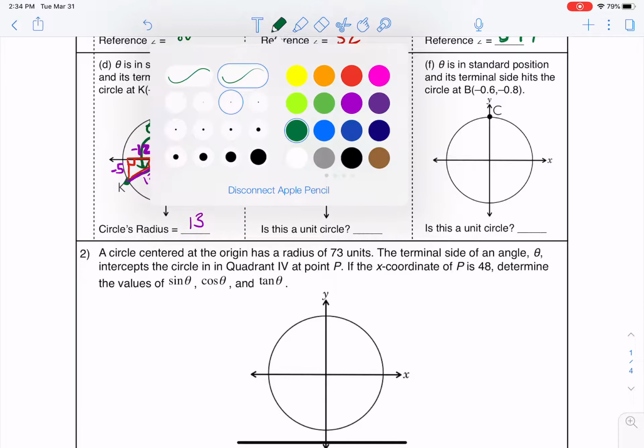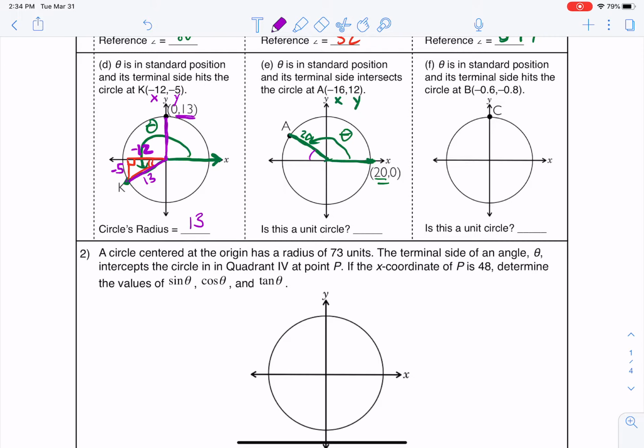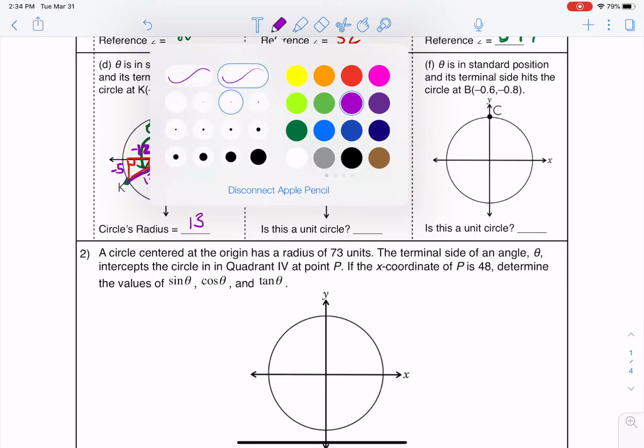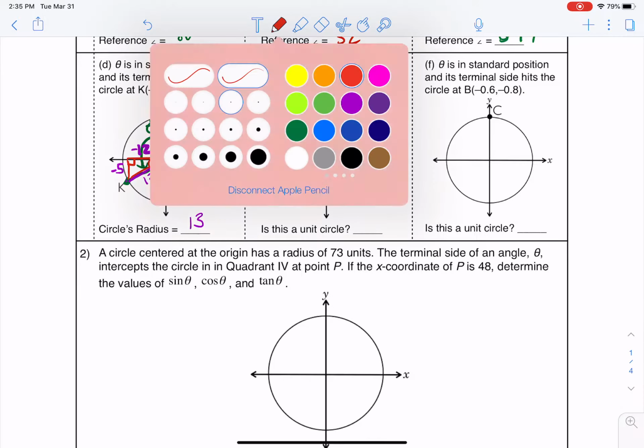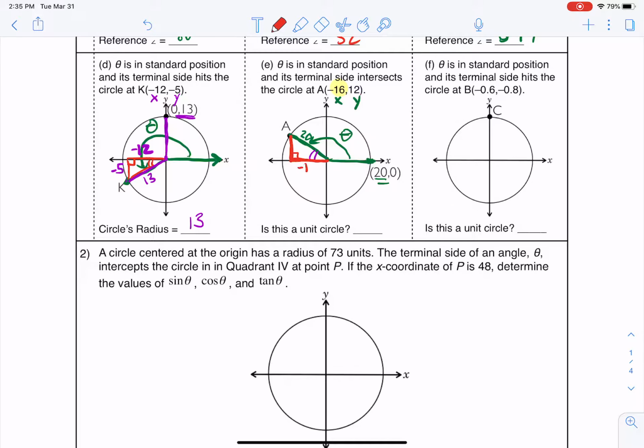My reference angle is this acute angle formed here. And my reference triangle is what is formed when I drop a vertical line straight down to the x-axis to make a right angle. So there's my reference triangle. We know the hypotenuse is 20. This x value here, negative 16, tells me the base of my triangle, negative 16. And this y value here tells me the height of my triangle is 12.